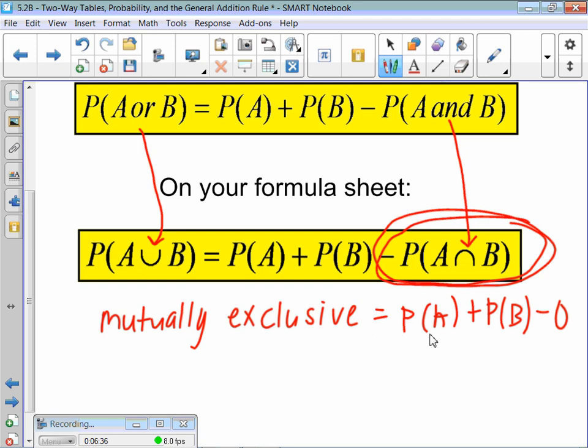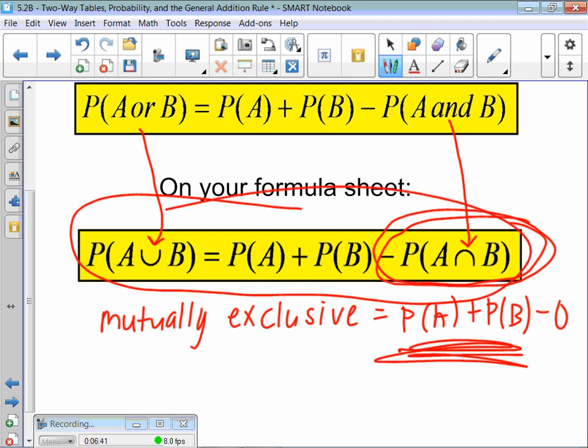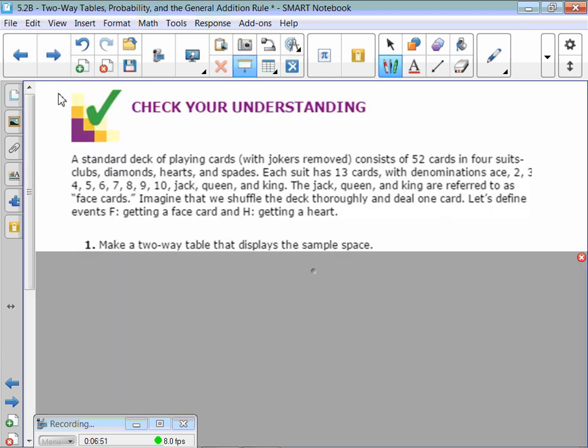Do you get this formula on the exam? No. You only get the one that looks like this, but you have to know the probability of them both happening at the same time is 0, so you don't have to subtract if they're mutually exclusive. Okay? But in all these two-way tables, you're going to have overlap. All right? Let's try to make the table ourselves based on what we know about cards.